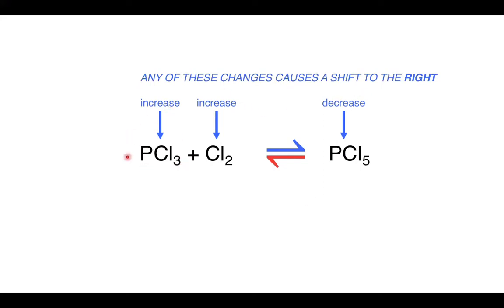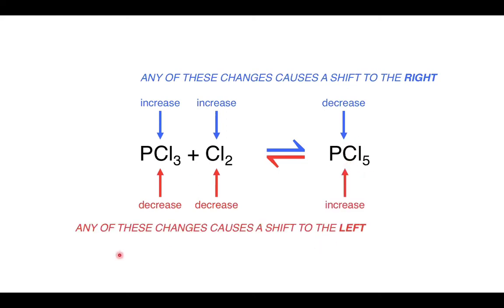So if the concentration of PCl3 is increased, then we get more PCl5. If we increase the concentration of Cl2, then we get more production of PCl5. So if we increase both of them, we get more PCl5. If we remove PCl5, we get a shift to the right. If we decrease the concentration of either of these or increase the concentration of the product, we get a shift to the left.